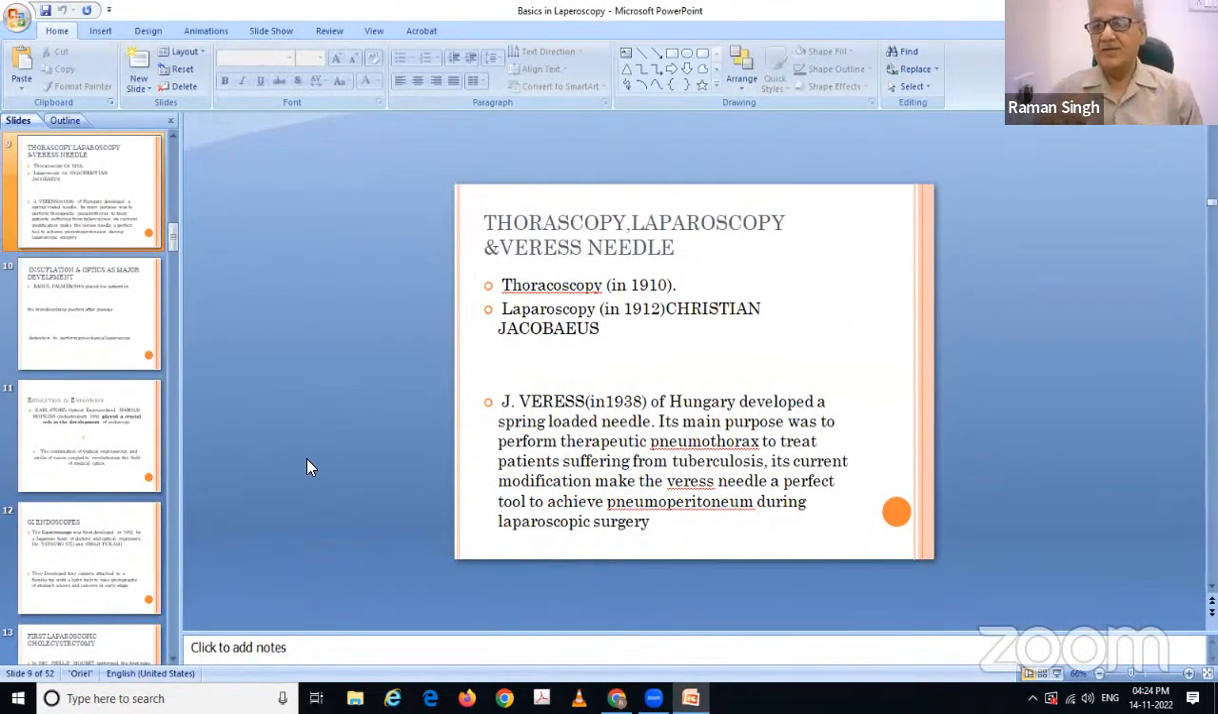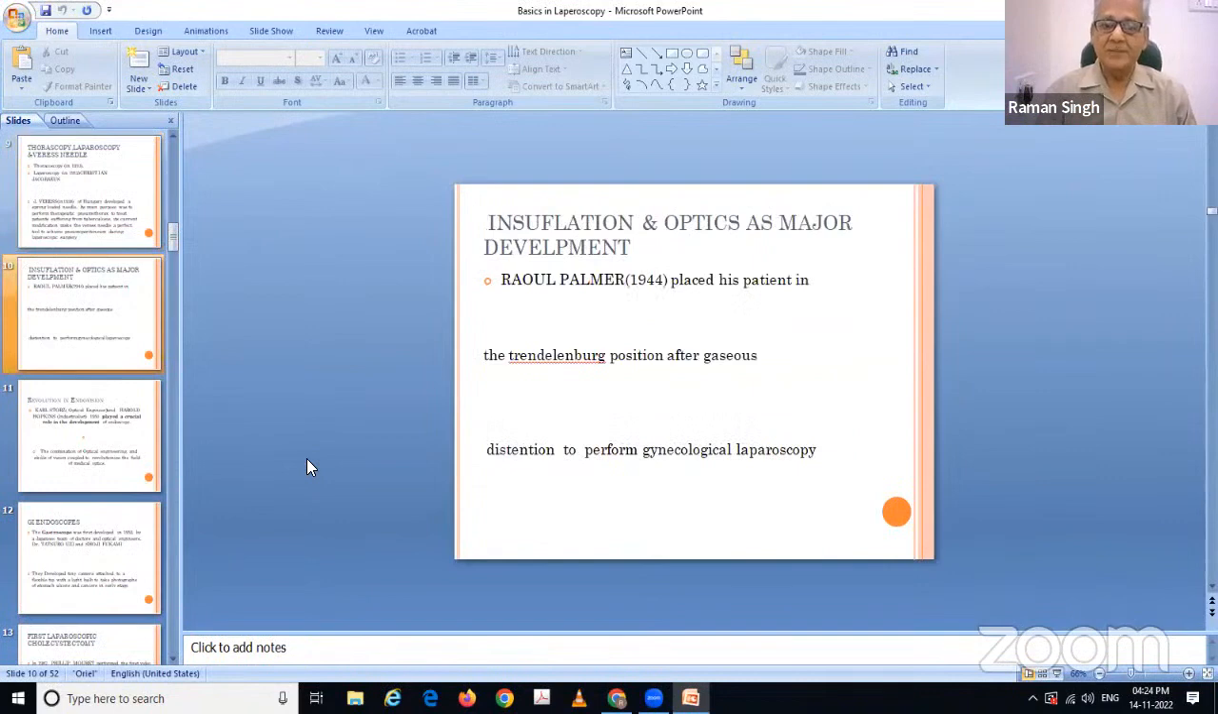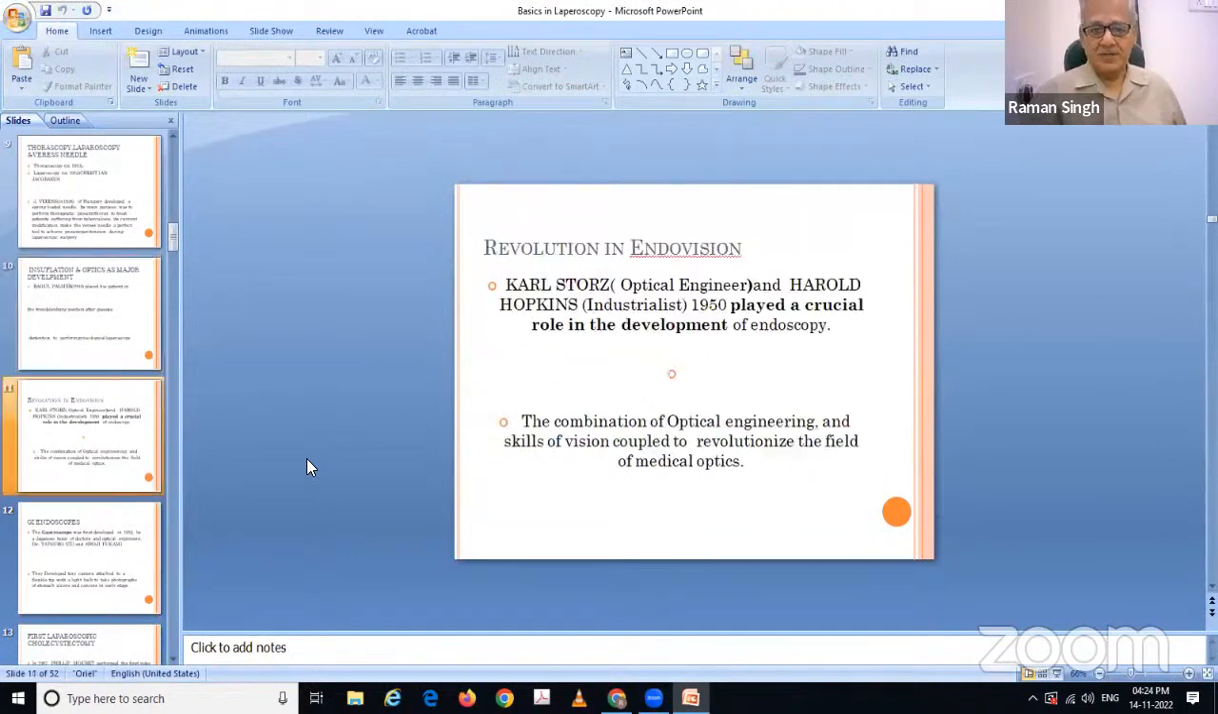And today, it is a very essential instrument, because without it we cannot perform laparoscopic surgery. Because the first step in laparoscopic surgery is to create a pneumoperitoneum, and this needle helps to create it. So this instrument is so important. After that, Roy Palmer in 1944 placed his patient in the tunnel position after gaseous distension with the help of the Veress needle and did gynecological laparoscopy.